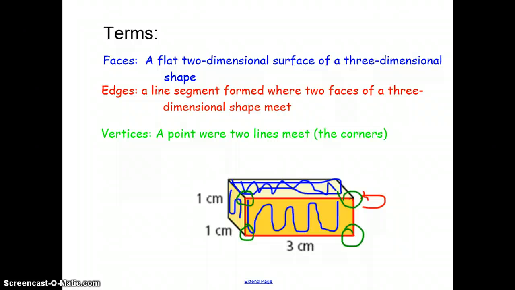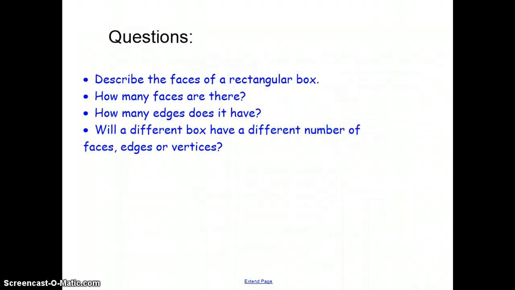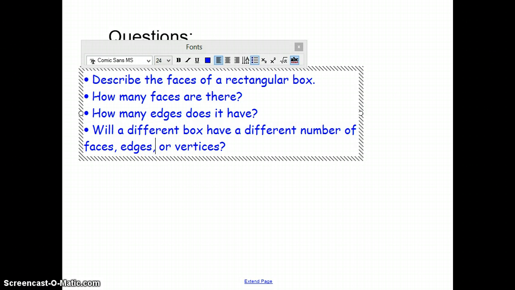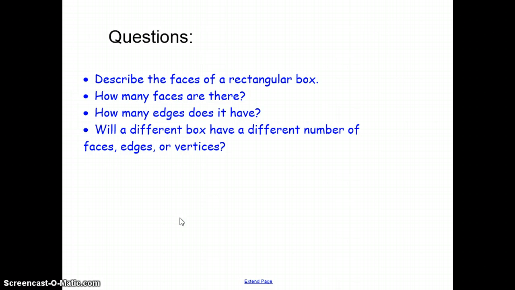these images. So, alright. Next class period, these are a few questions that I want you to answer. These are going to test your ability to understand the terms, describe the faces of a rectangular box. That's what they want you to do. How many faces are there? How many edges does it have? And will a different box have a different number of faces, edges, or vertices? Grammar error here. There we go. Edges over vertices.